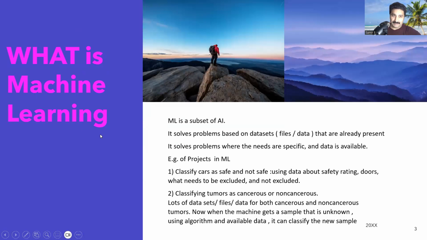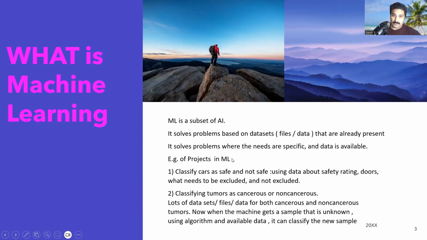What is machine learning? Because we already covered AI, now what we want to know is what is machine learning. ML is a subset of AI. Machine learning is a subset of artificial intelligence. It solves problems based on data sets that are already present. What is a data set? It is existing data in files or in whatever format needs to be there for ML to function. It solves problems where the needs are specific and data is available. The need should be very specific and data should be available. That's when ML comes into play.